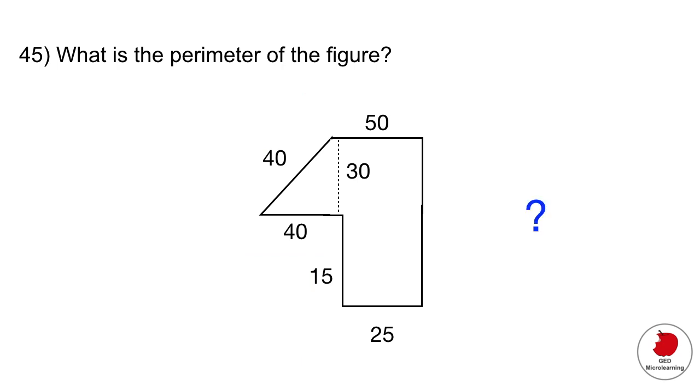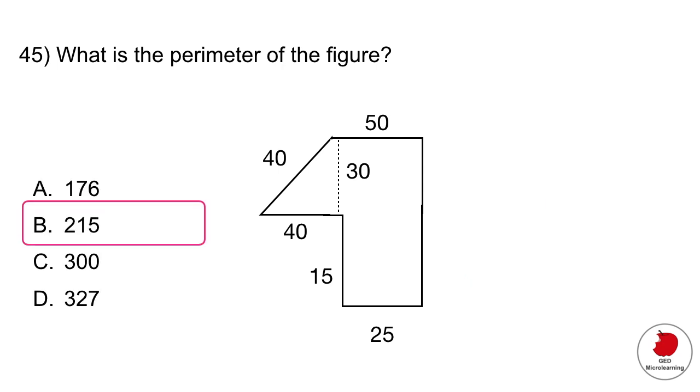But if you look at the shape, you can see that on the right side, there's nothing there. So make sure that you look at the image very closely, and you can see that the dotted line in the middle of the image is worth 30. That means that that side is also worth 30. And then in the bottom, you can see it's 15 and 15. All right, so if you add all of these sides together, you end up with 215, which is option B.